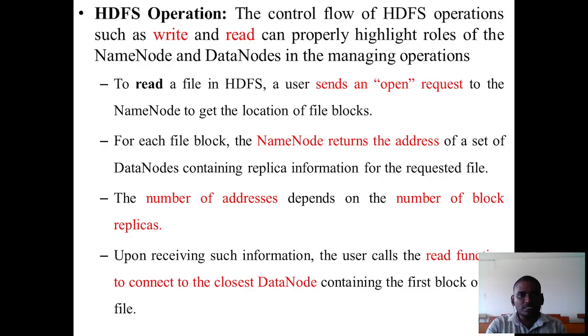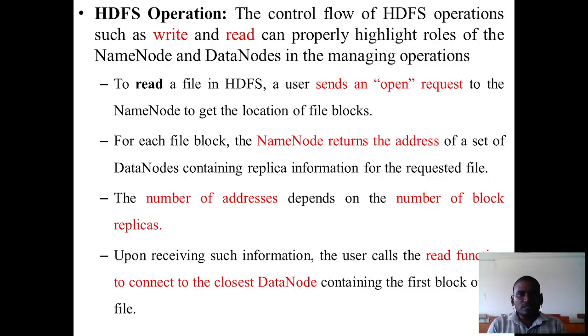Another one, HDFS operations. The control flow of HDFS operations such as read and write operations can properly highlight the roles of the name node and data nodes in managing operations. To read a file in HDFS, the user sends an open request to the name node to get the locations of the file blocks. If you want to perform a read, that means we are going to retrieve the data in the large file system, so first you have to send the open request to the name node.